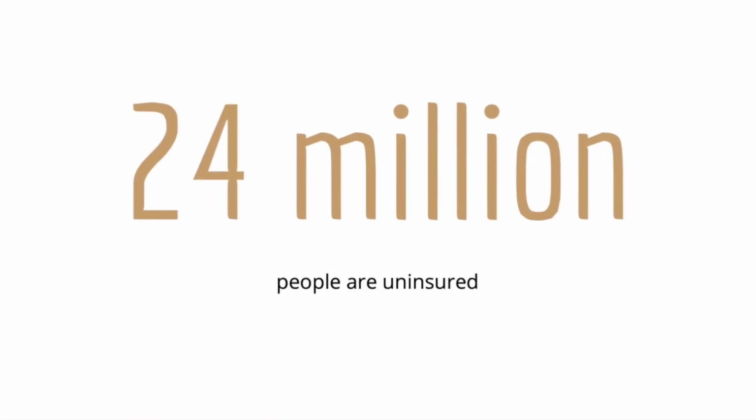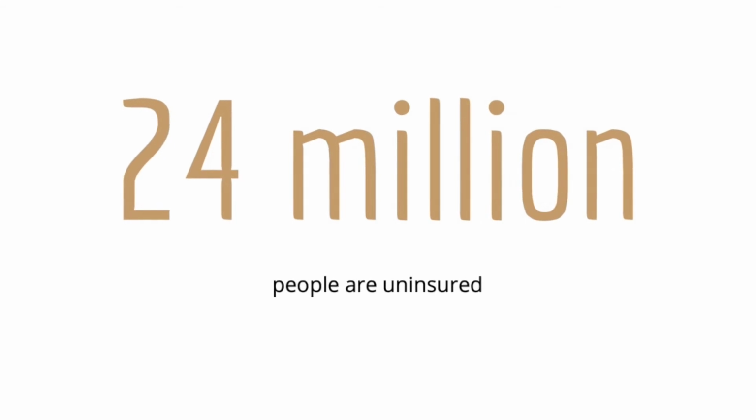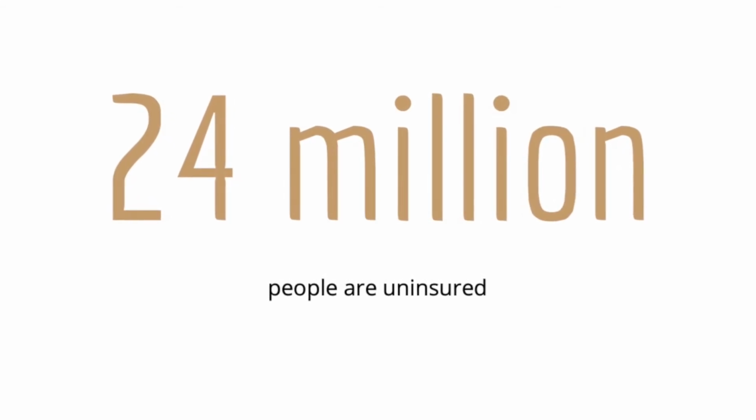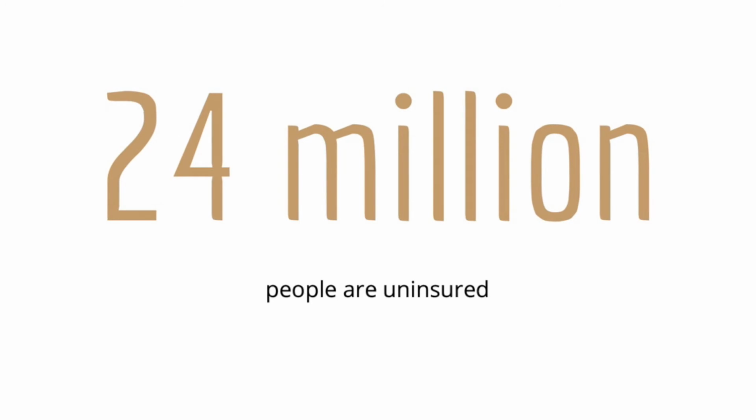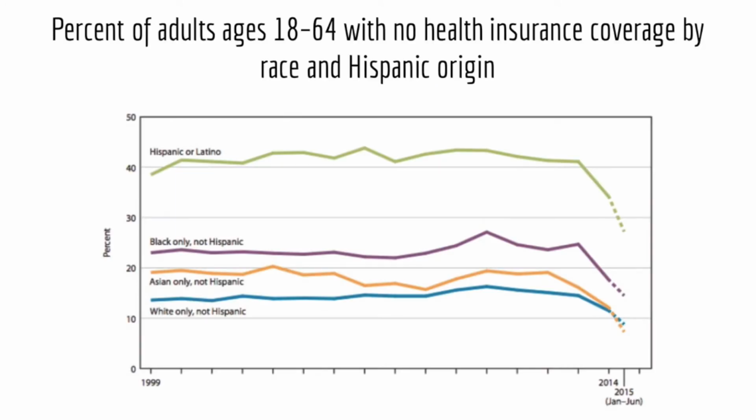In 2018, a study found that 24 million people are uninsured and nearly 48 million people are underinsured. Looking at statistics that break down those that are uninsured, we see that Hispanic or Latino people are far more likely to be uninsured than white or Asian people. Hispanic or Latino people make up nearly 40% of those with no health insurance coverage, as compared to Black people who make up around 24%, Asian people who make up around 20%, and white people who make up around 12%.